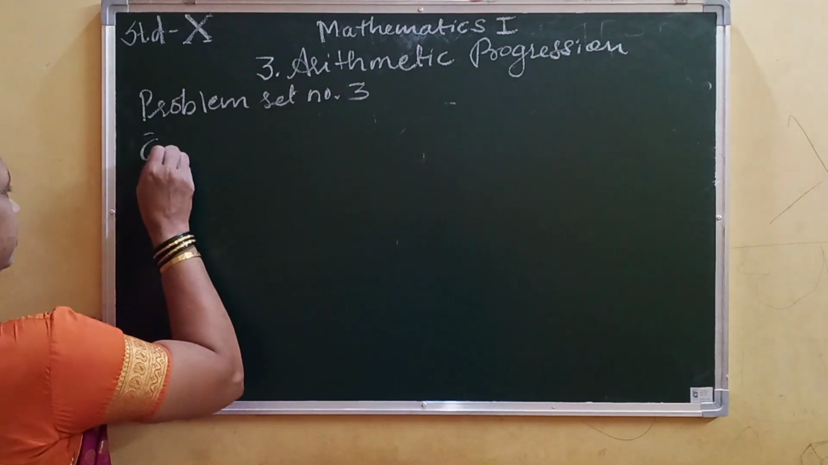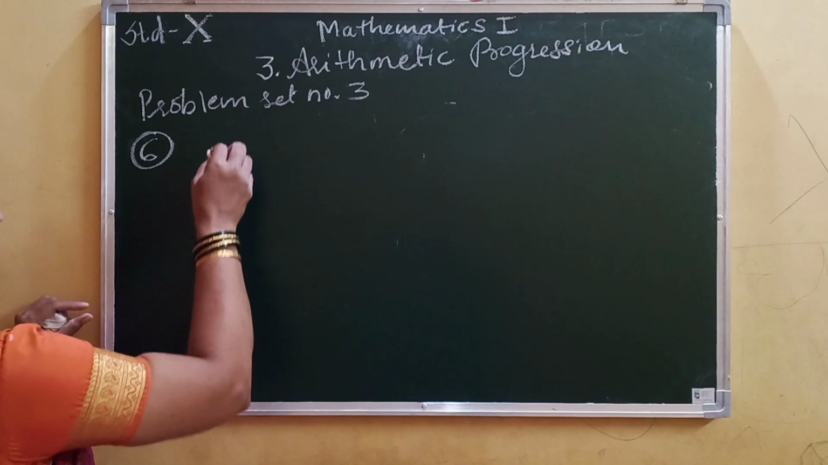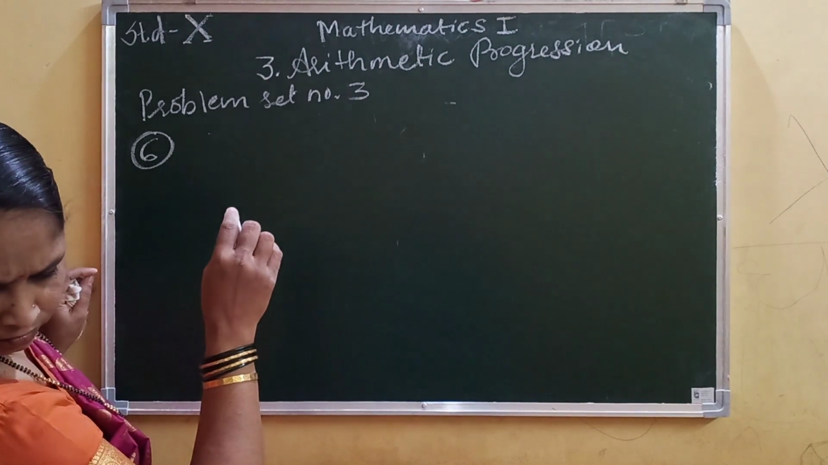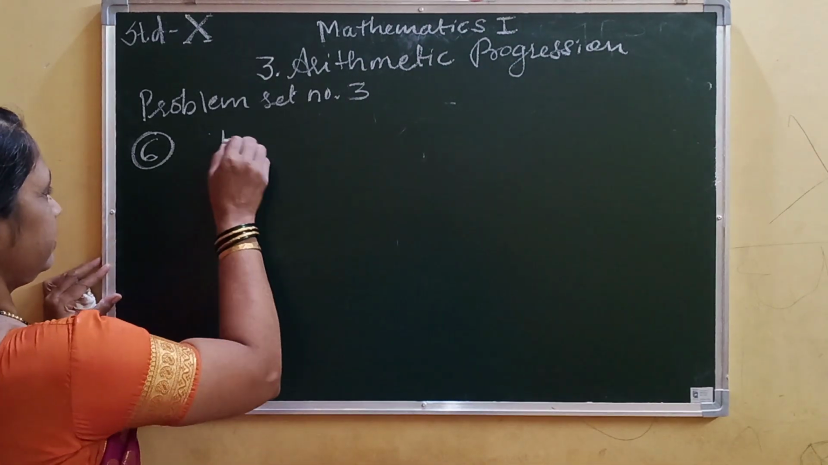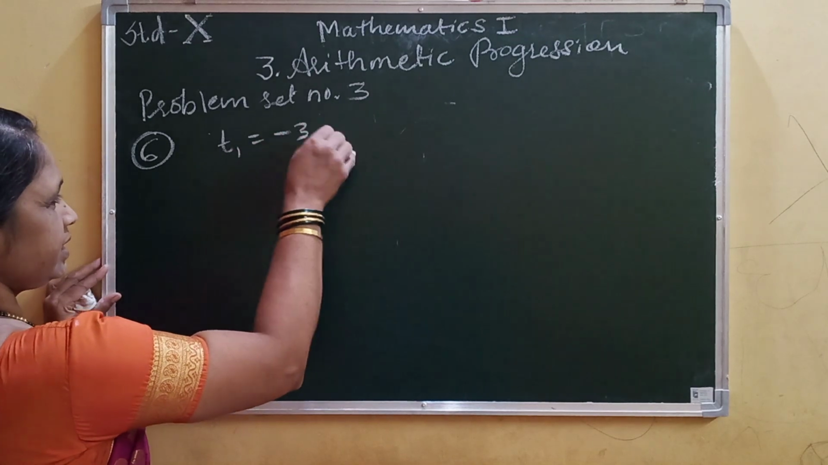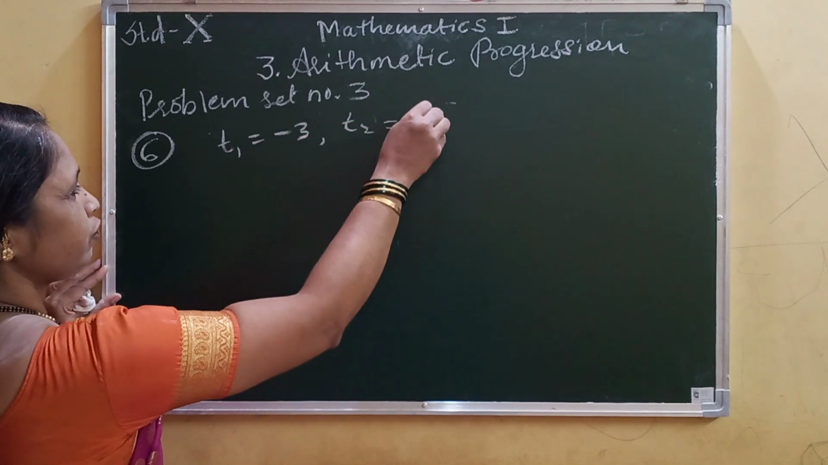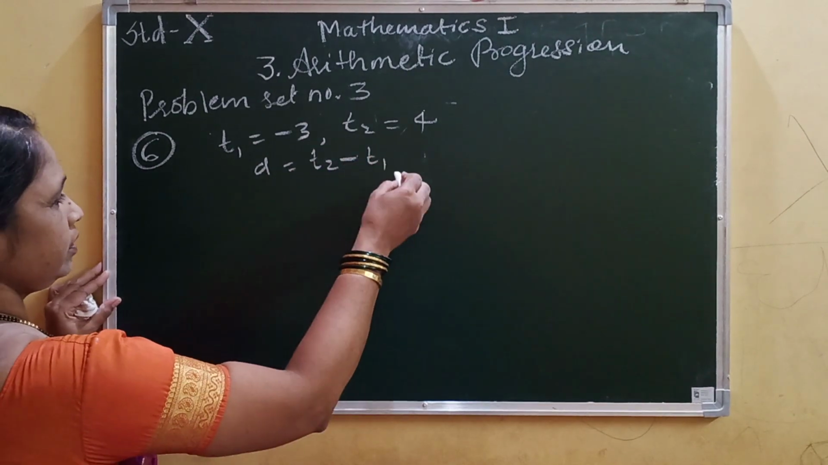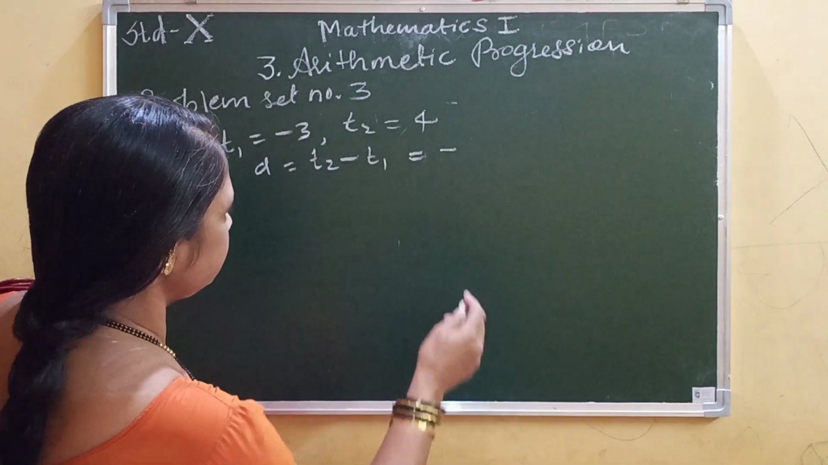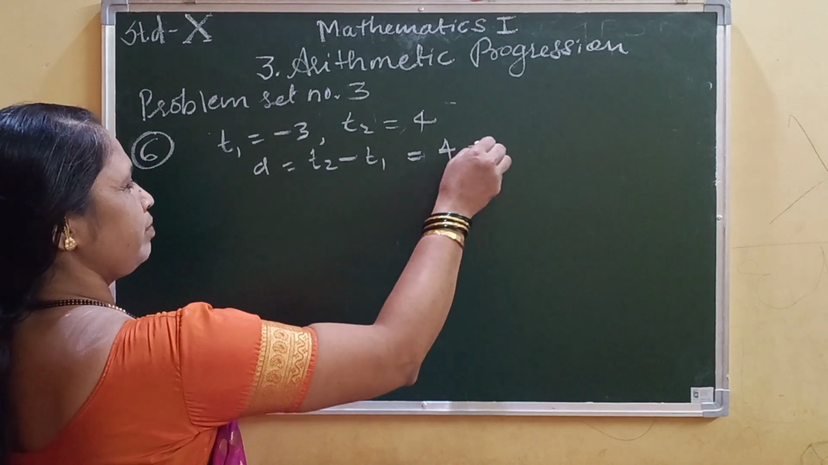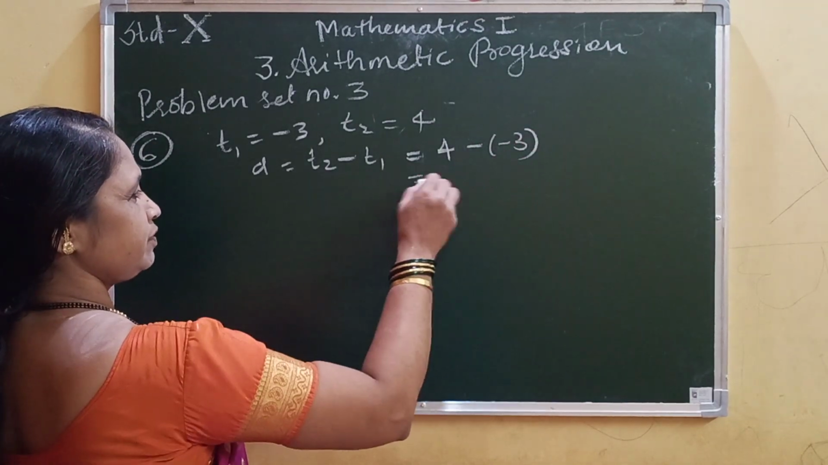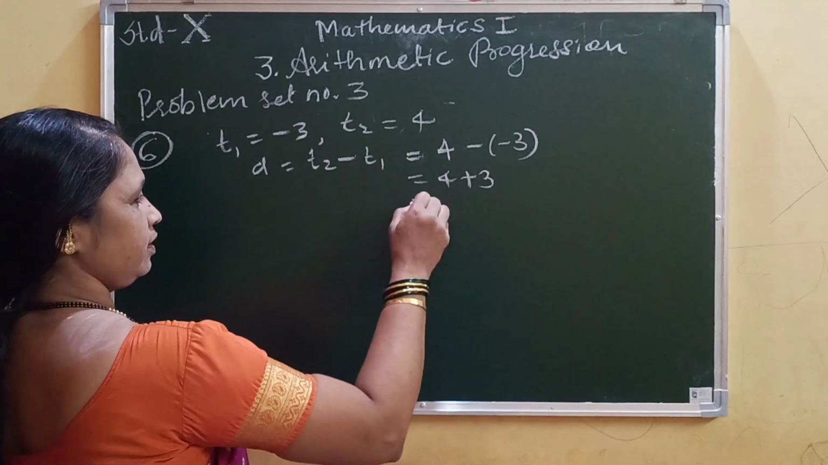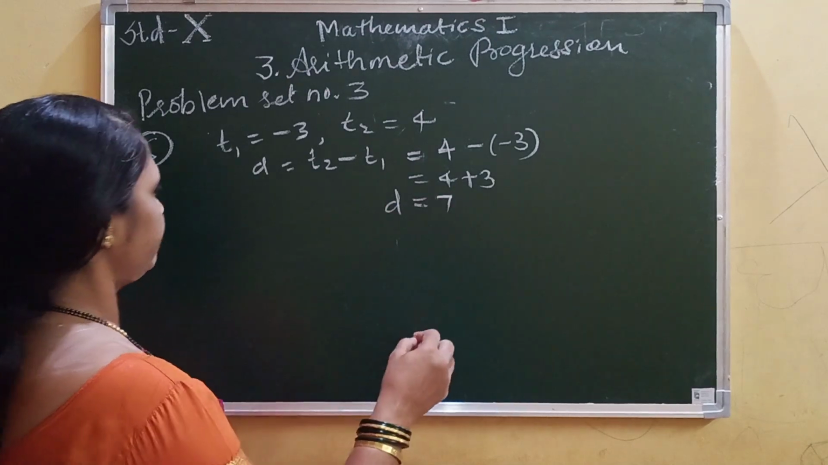Now the sixth question. What is the sixth question? My T1 is minus 3 and T2 is equal to 4. So D is equal to what? T2 minus T1 means 4 minus minus 3, which is equal to 4 plus 3. So D is equal to 7.